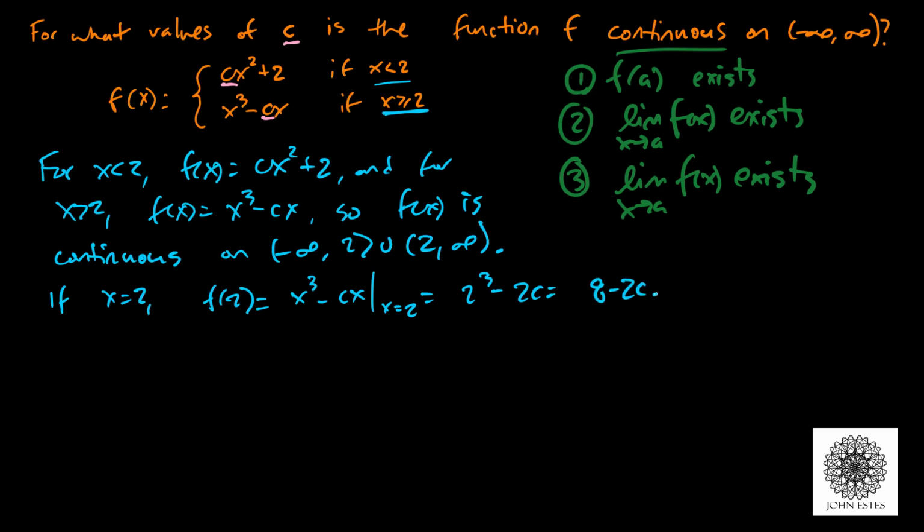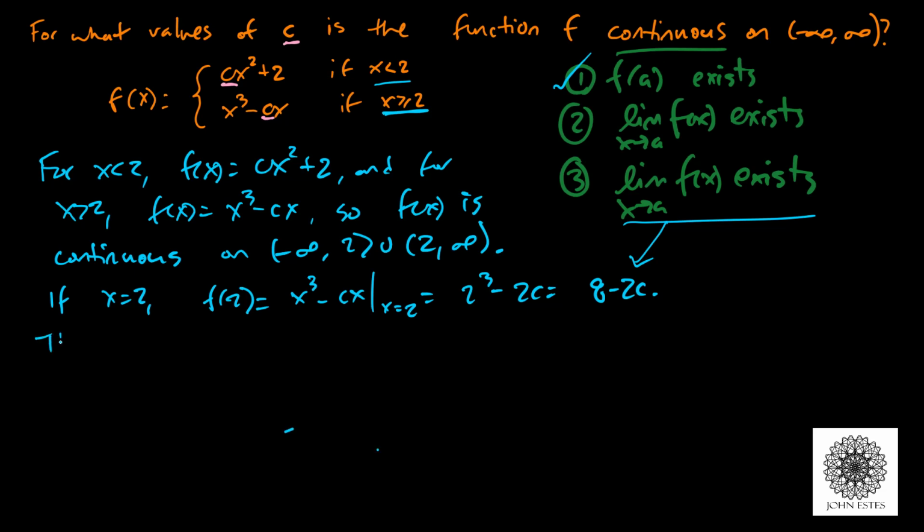Okay, so first of all, f of 2 exists. If I'm taking the limit here, I need that from the left and the right they match up, and not only that, they have to match up to whatever this was, which is this 8 minus 2c. Okay, so this is easier than it sounds. Let me write out some wordage, and then you'll see the algebra is actually very simple.